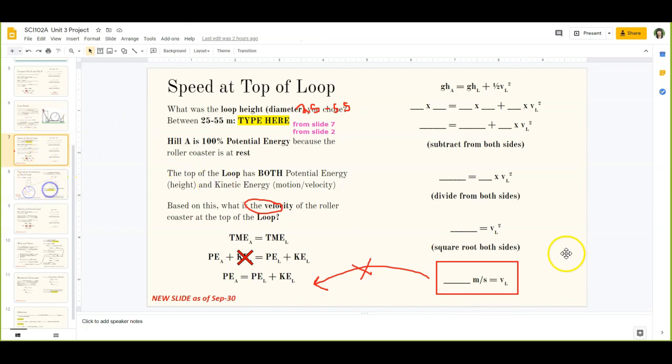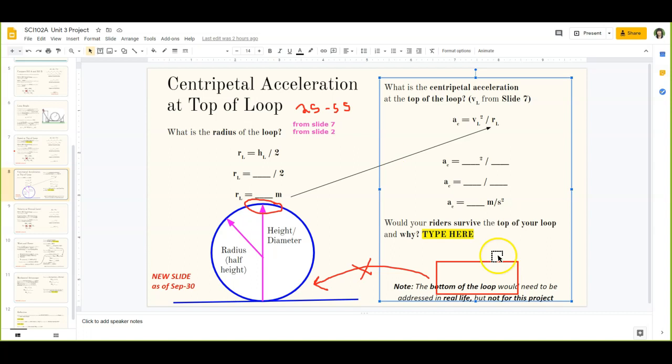All right, so again, let me go ahead and type that up there for us so that we remember the velocity of the loop. Oh, I already typed it up there. Awesome. So the velocity of the loop, that's what we solved in slide 7. So what you're going to do is put in that velocity of the loop from slide 7, and then the radius of your loop, which you just solved right here, right? So that goes in the radius of the loop.